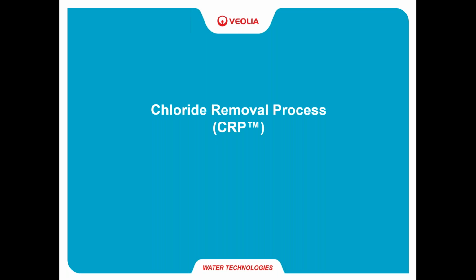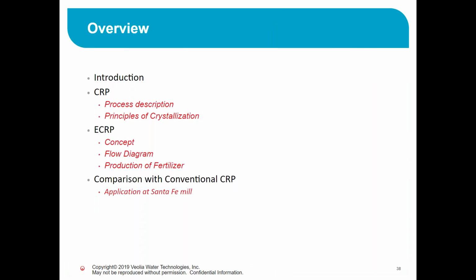Okay, another thing I want to talk about is our chloride removal process. It's a process that we have for treating the precipitator ash to remove the chloride and potassium out of the mill. It works as a kidney for the mill to remove these non-process elements. And we'll talk a little bit about the process principles, and then ECRP, and again, the potassium production, or potassium sulfate production.